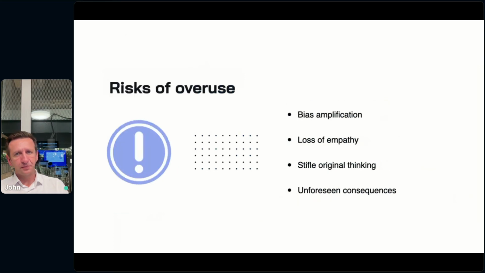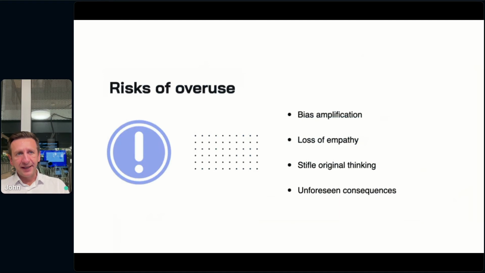Risk of overuse, bias amplification. I mean, all of these are trained models. They're using existing data, which in many cases is biased. If you rely too much on it, you might lose empathy because you're just looking at the data that AI is feeding, and you're not really trying to build your own empathy with the user.